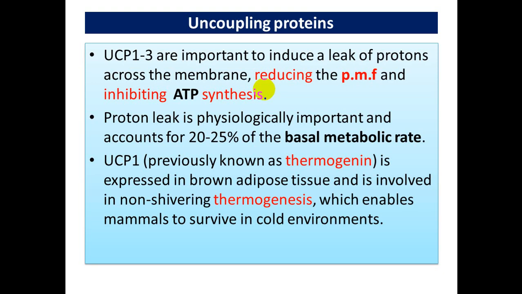UCP 1 to 3 are important to introduce a leak of protons across the membrane, reducing the proton motive force and inhibiting ATP synthesis.